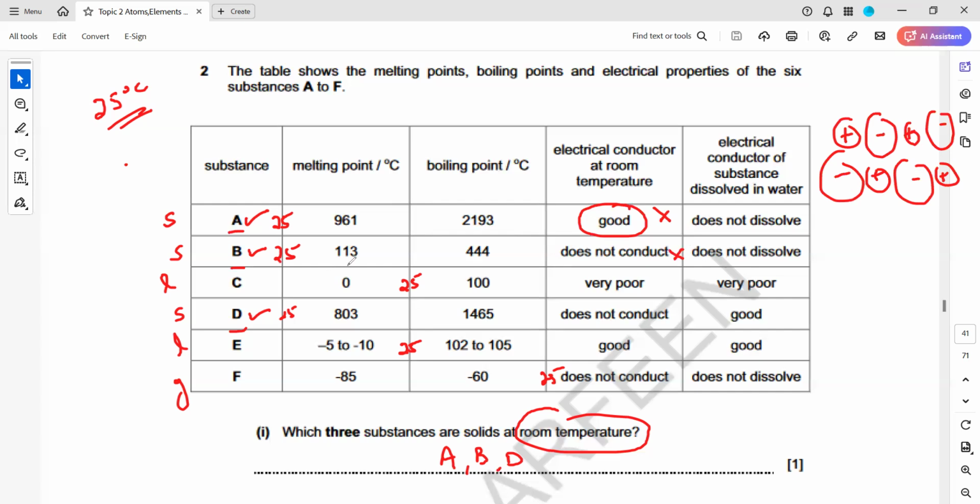Even though B has a low melting point, an ionic compound should have a high one. The question is which of the compounds is ionic. So we can check only between A, B, and D. What about D? It has a high melting and boiling point. It does not conduct electricity in solid, but can conduct electricity when dissolved in water. So D is the right answer.